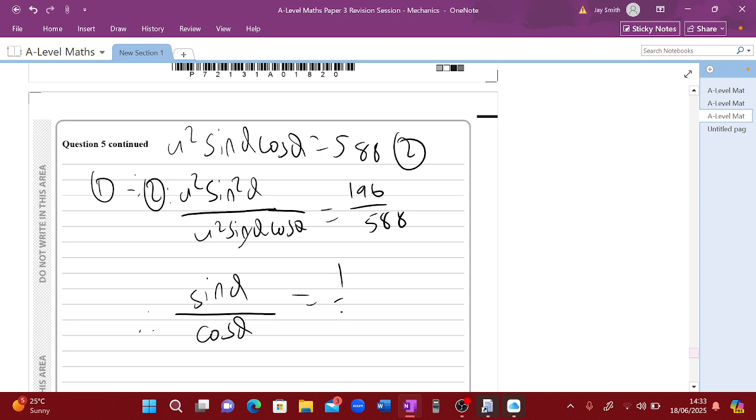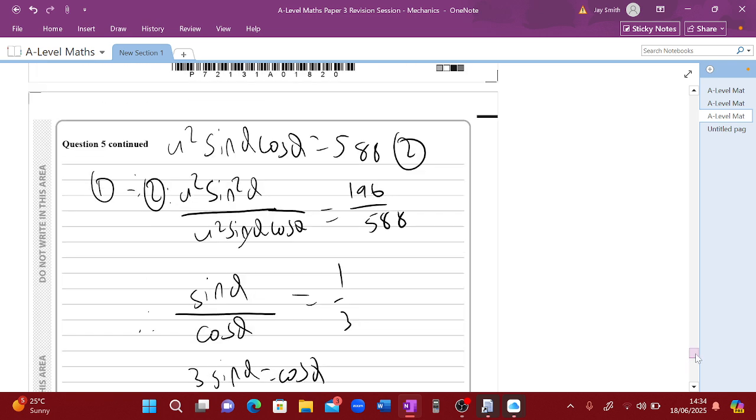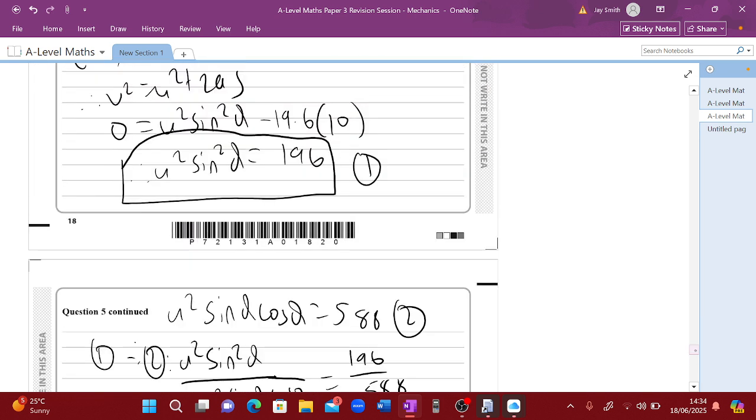That'd be a third. So therefore we could say tan alpha is a third, but then if we take the arctangent of a third, you get a nasty decimal, so that's not really what we want here. I guess what we could then say is 3 sine alpha is cos alpha. Why is that useful more than tan? Well, I can substitute cos or sine into one of these to simplify it, because tan alpha is going to be a bit of a mess.